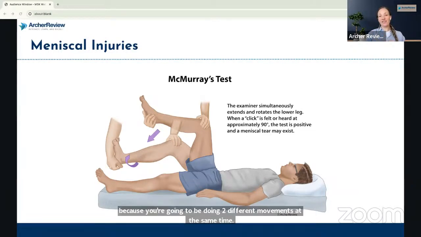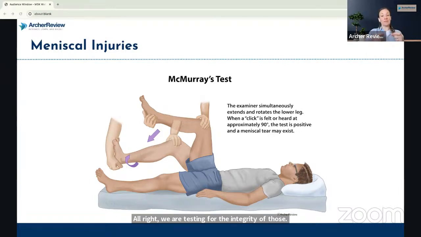We are testing for the integrity of those crescent moon-shaped little pillows that sit on the tibial plateau and provide some shock absorption between the femur and the tibia, okay? That's their job. They live right here on the tibial plateau, moon shape on one side, moon shape on the other side. So we have the medial and we have the lateral meniscus. And those guys, they can get some pretty nasty tears in there, probably pretty common. Sometimes we can heal it up with some PT and sometimes we need surgery.